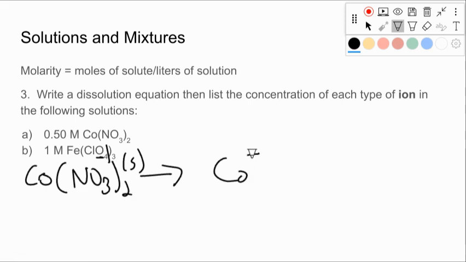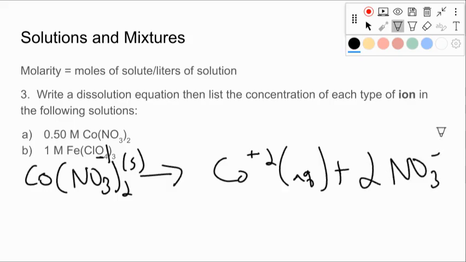So I'm going to do cobalt +2, aqueous, plus my NO3, but there are 2 of them because of the subscript. We have to keep true to the number of each substance in this. So it's going to be 2 NO3 -1, and this is also aqueous. In an AP exam, if you told the charges, you would get points.